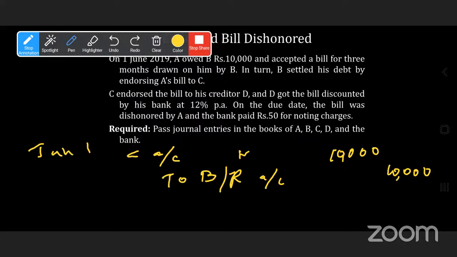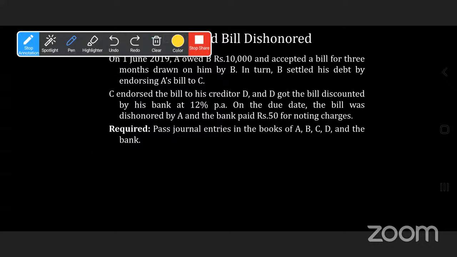Now, on the due date, the bill was dishonored by A and the bank paid 50 for noting charges. What is the due date? It is a 3 months bill from June 1st, so the due date is September 4th.